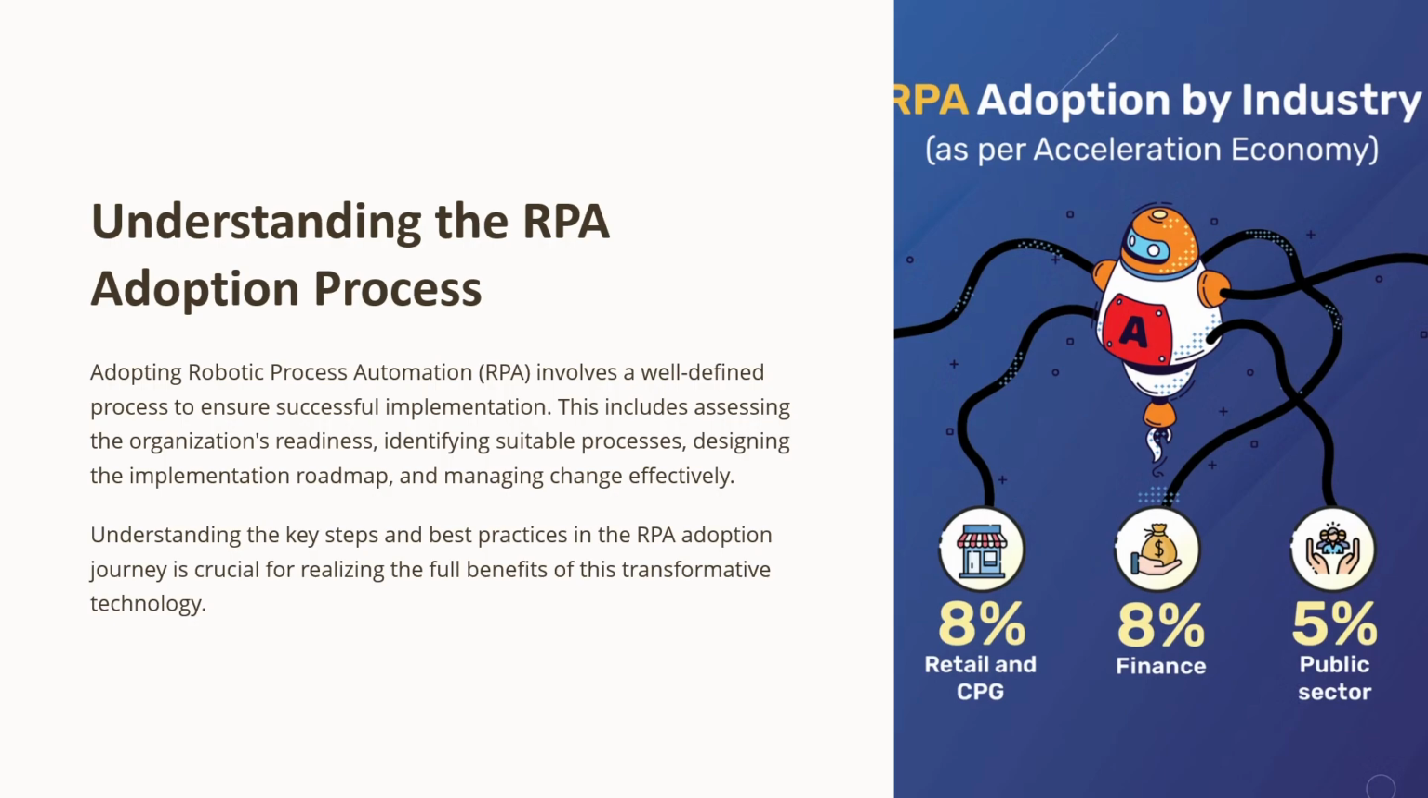Adopting robotic process automation involves a well-defined process to ensure successful implementation. This includes assessing the organization's readiness, identifying suitable processes, designing the implementation roadmap, and managing change effectively. So this is nothing but understanding the user requirements and what is the effective roadmap we can adopt. We can manage the resources effectively, and what are the step by step processes we're going to take.